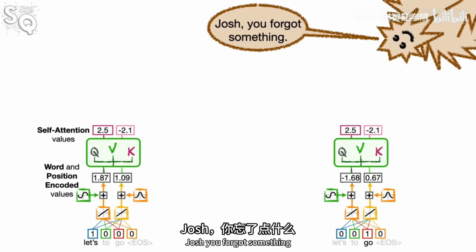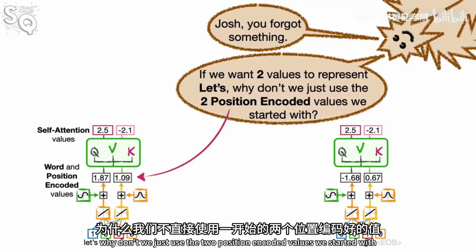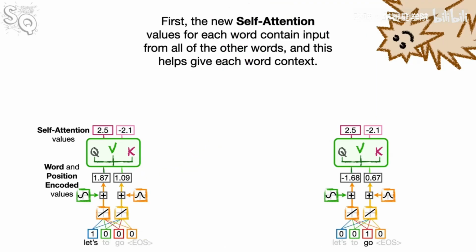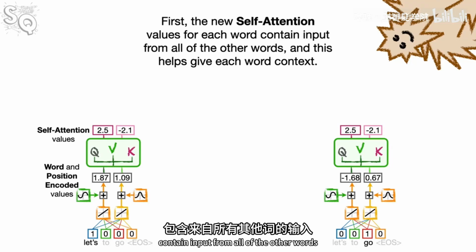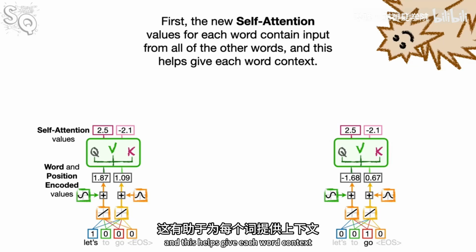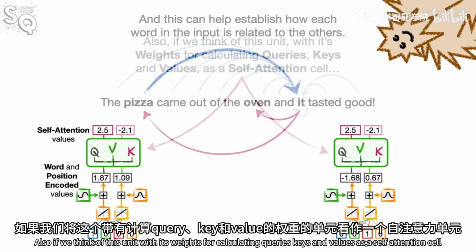Josh, you forgot something. If we want two values to represent let's, why don't we just use the two position-encoded values we started with? First, the new self-attention values for each word contain input from all of the other words, and this helps give each word context. And this can help establish how each word in the input is related to the others.